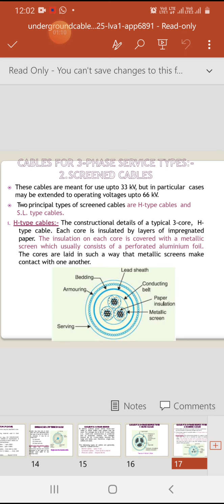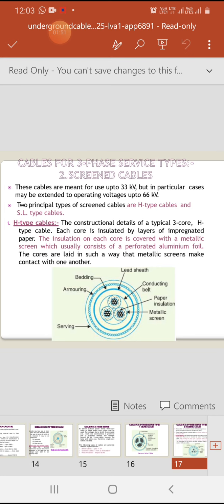It is easy to see that each core screen is in electrical contact with the conducting belt and the lead sheath. As the three core screens, the conducting belt, and the lead sheath are at earth potential, the electrical stresses are purely radial, and consequently dielectric losses are reduced when you are using H type cables in underground systems.